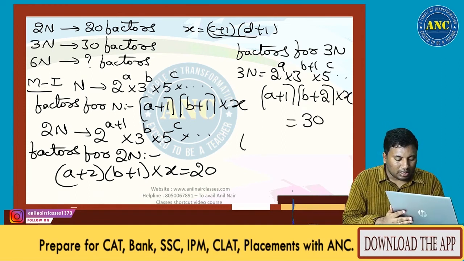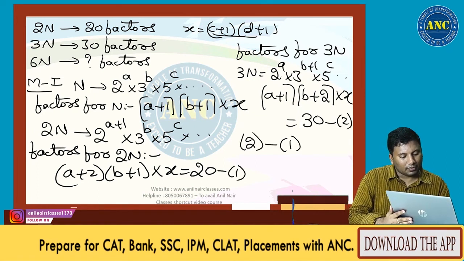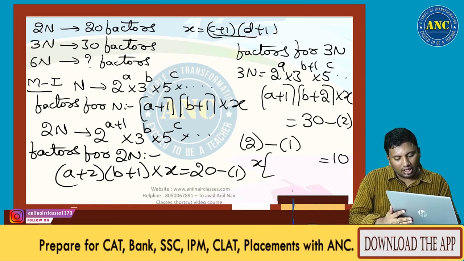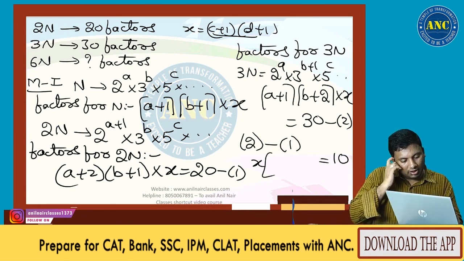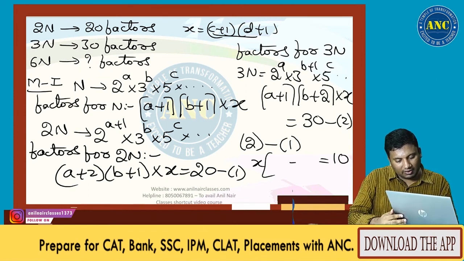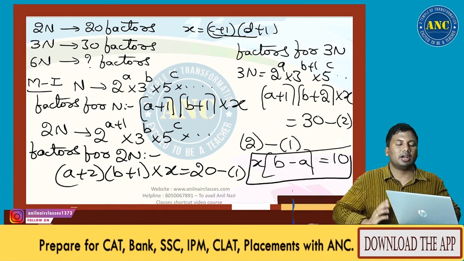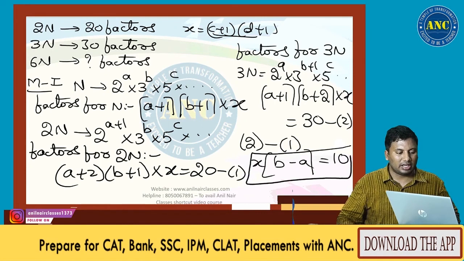Let me call this equation 1 and this equation 2. Equation 2 minus equation 1: 30 minus 20 is 10. x into ab cancels, ab plus a minus 2a, so minus a, and I will get 2b minus b. So x into (b minus a) is equivalent to 10. Till here it is clear.